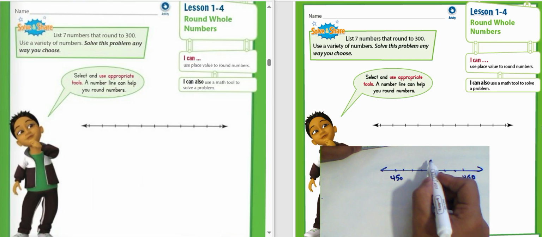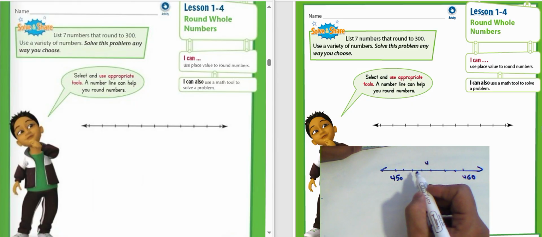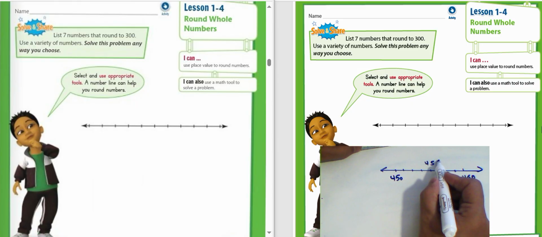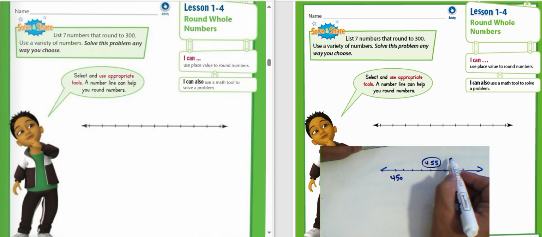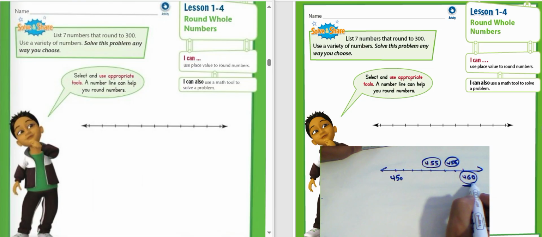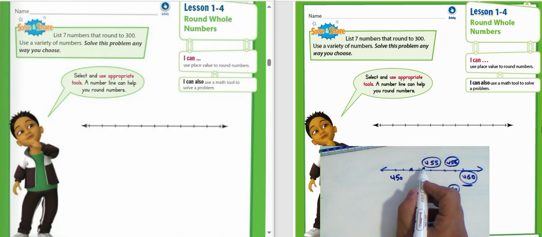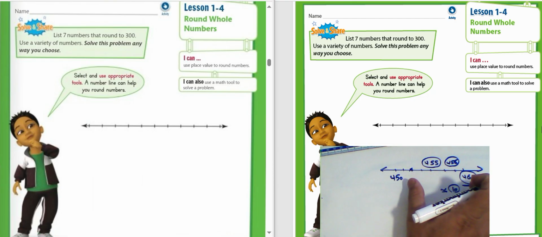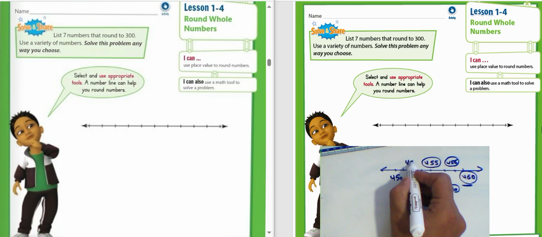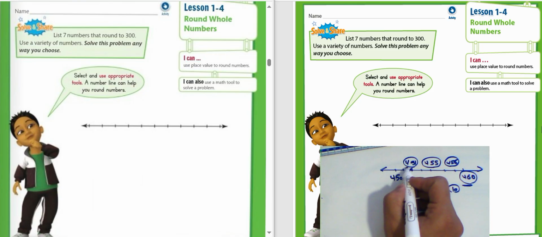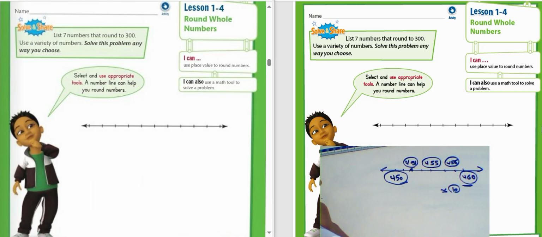Like, what about the number 450? 451, or 455, or 455 is nearest to 460. But if we have 456, it will also be nearest to 460 when approximating to the nearest tens. If we have a number less than the half of 460 and 450, it will be nearest to 450, like 451. Approximating to the nearest 10, it will be 450.